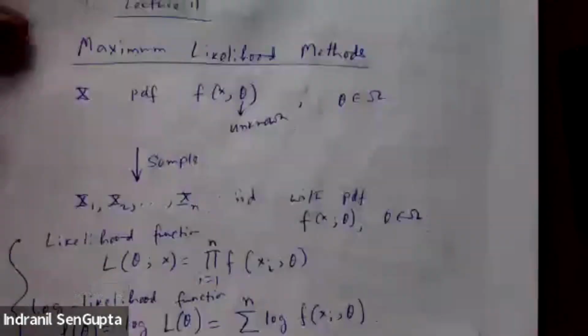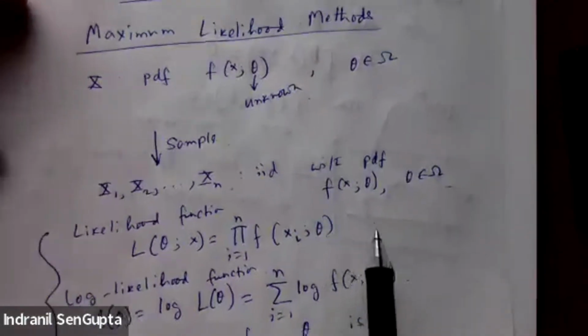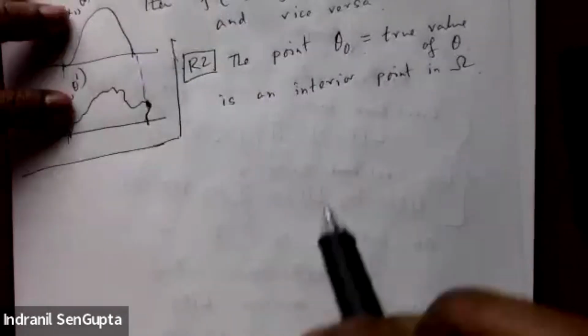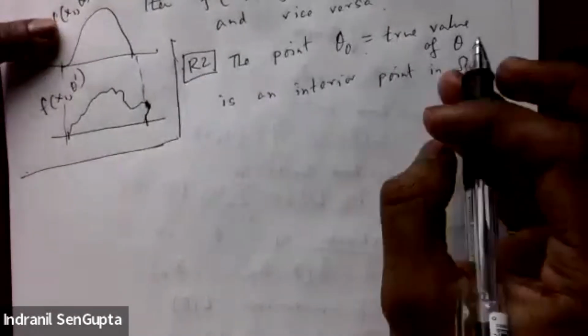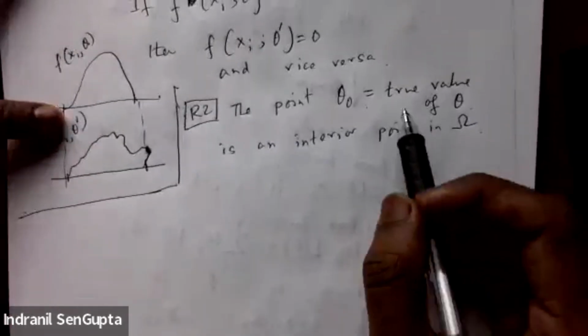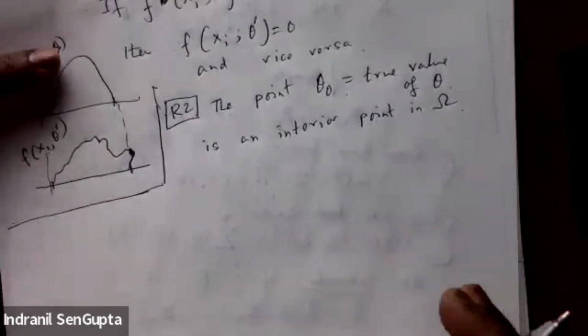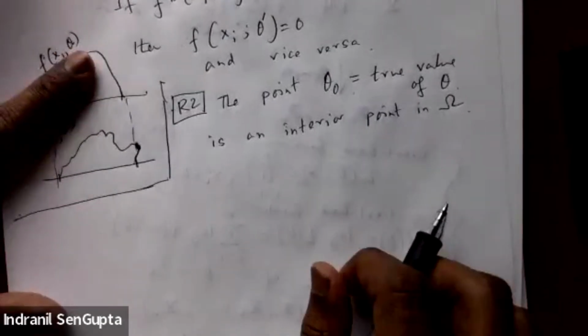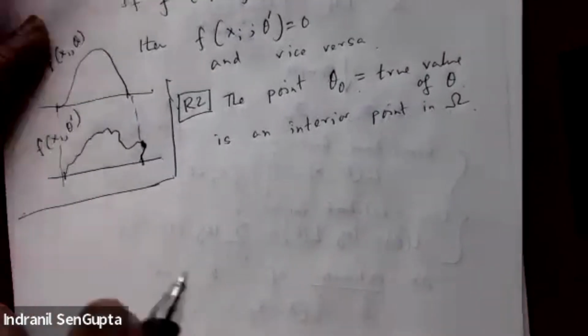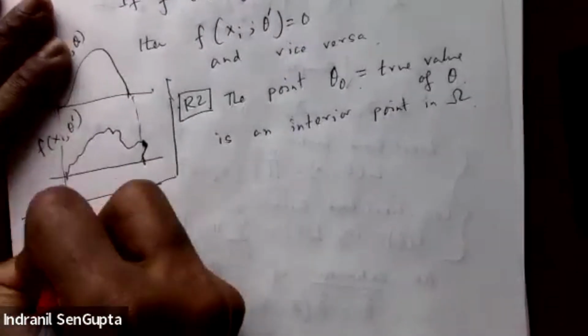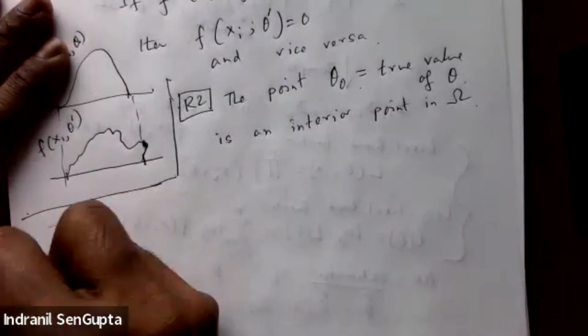Let me remind you what omega is. Omega is all possible values of theta, right? So what we are saying is that the true value is always an interior point of all possible values, so the true value does not appear on the boundary. It's mostly for a technical reason. We'll see later. Now, based on this, are we ready to write the theorem, which is sort of the main theorem?